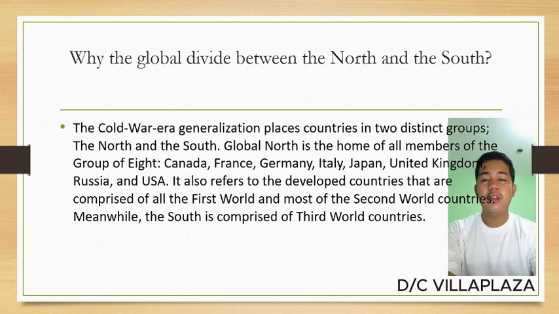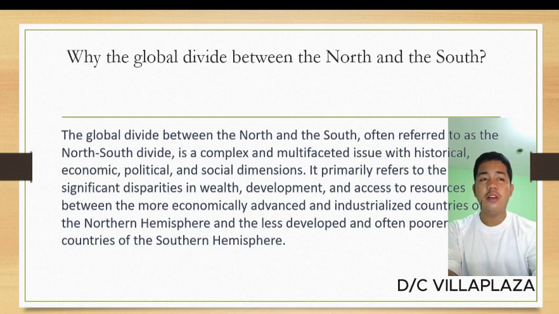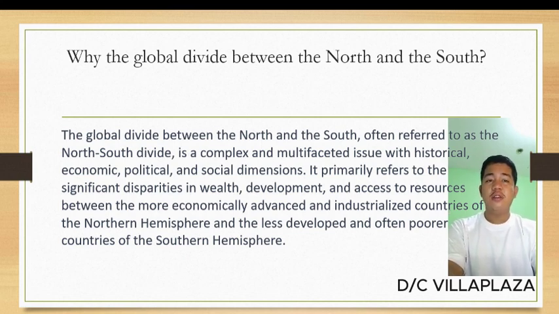The global divide between the North and the South is often referred to as the North-South divide. It's a complex and multifaceted issue with historical, economic, political, and social dimensions. It primarily refers to significant disparities in wealth, development, and access to resources between the more economically advanced and industrialized countries, often of the northern hemisphere, and the less developed and often poorer countries of the southern hemisphere.